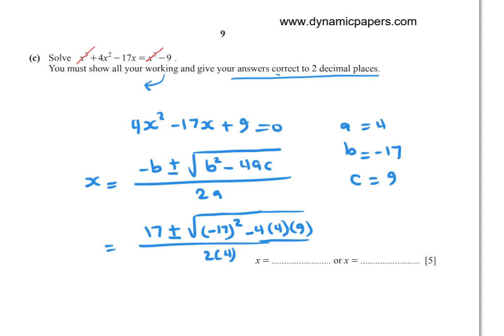Now a is 4, b negative 17, c 9, then equal the first value correct to two decimal places, 0.62. The second value, 3.63.